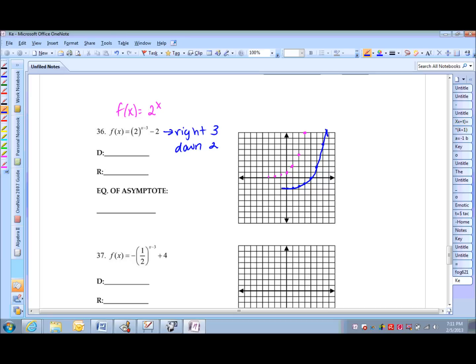Connect those points. And your domain is going to be all real numbers, -infinity to infinity. Your range, all of your y values are greater than -2. And the asymptote, the line that the graph approaches but will never touch, is y equals -2.